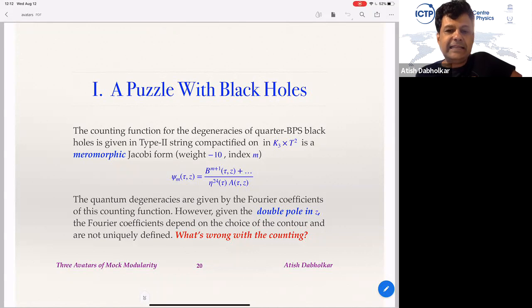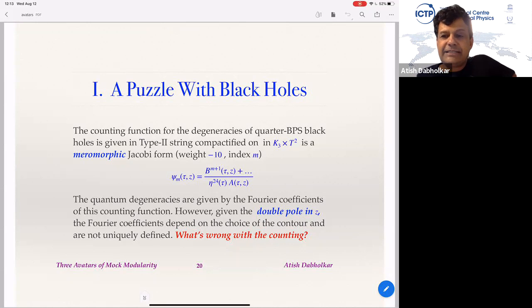And then there is this eta to the 24 of tau. The eta function is the Dedekind eta function, and that has to do with some 24 bosons of the left moving bosonic string. So there is a derivation of this formula and a tau of z. But now notice that a tau of z comes in the denominator and not in the numerator. The quantum degeneracies are given by the Fourier coefficients of this counting function.